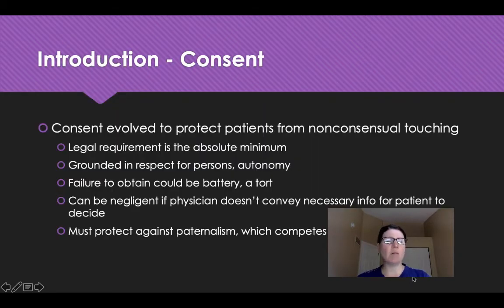So consent. I'm not going to go over everything in the chapters. I just wanted to hit some of the highlights to hopefully help you have a better understanding of the information so that quizzes and discussions and all of the case studies will go smoothly. So it's kind of just an introduction to consent.